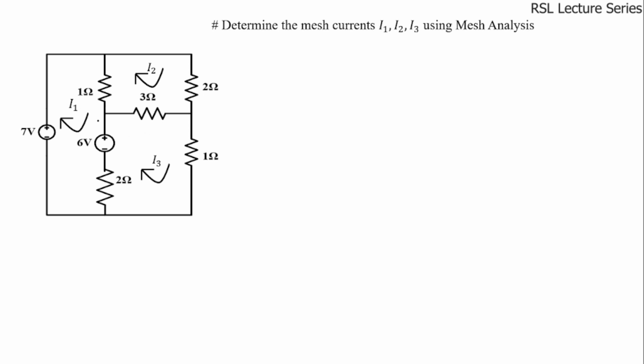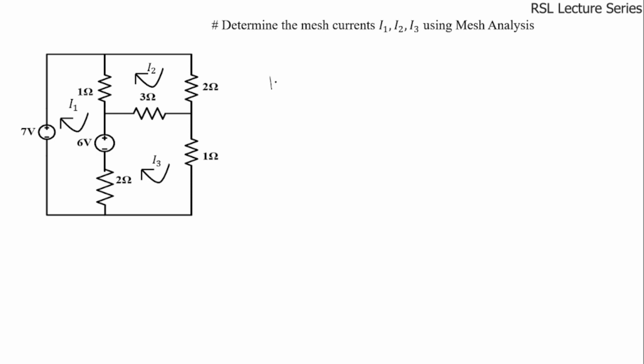So we have to assume the direction for these currents. We have three meshes, so we are assuming three mesh currents I1, I2 and I3. We have to assume these currents in the clockwise direction only because it will minimize certain errors. Once we have assumed the current direction, we have to write down Kirchhoff's voltage law equation.